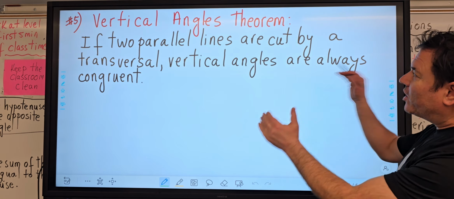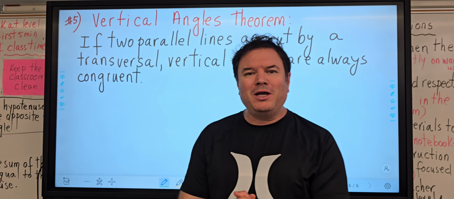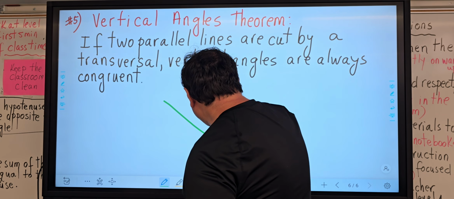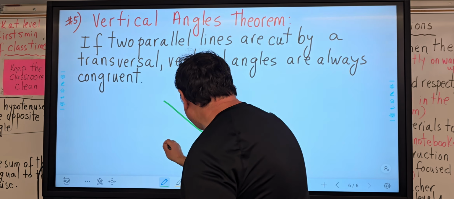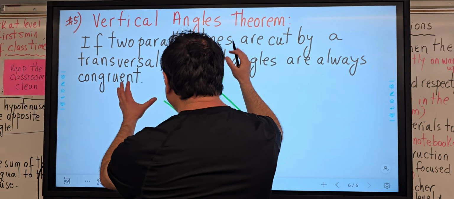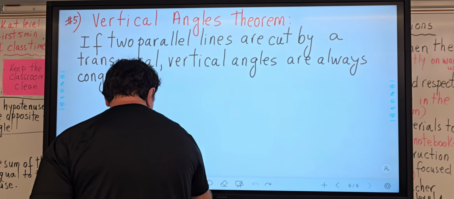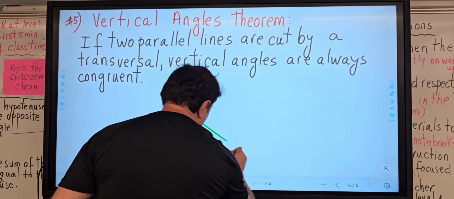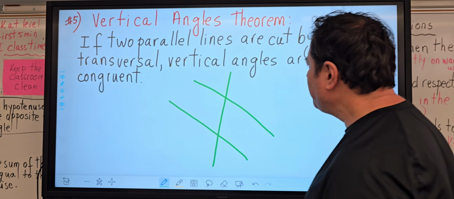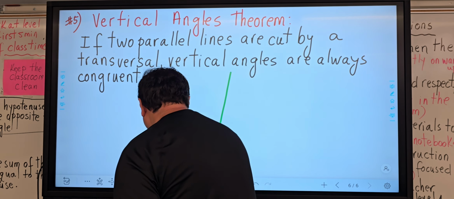And finally, vertical angles theorem. According to the vertical angles theorem, if two parallel lines are crossed by a transversal, like that, right? Let's see what's happening. Two parallel lines, one like that, and then the transversal like that. Let's make it a little bit more straight.